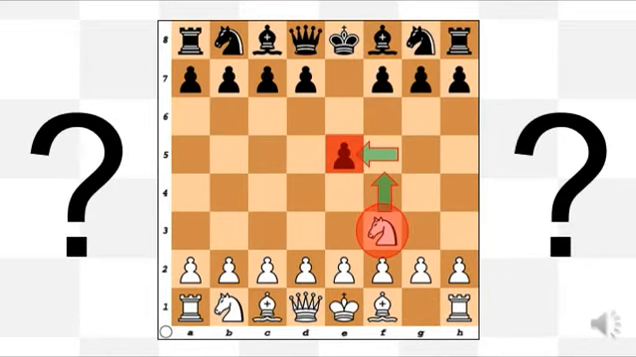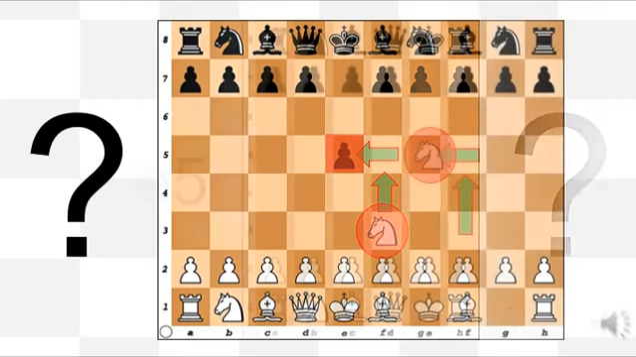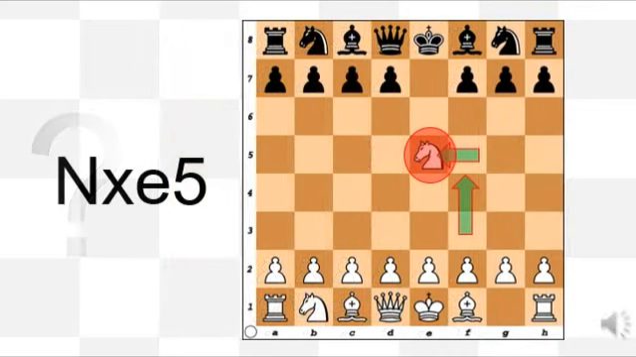So here's a practice problem. What would be the algebraic notation for this knight on F3 capturing this pawn on E5? It would be capital N because that's the knight's symbol, and then X because it's capturing a piece, and then E5 because that's the square it's landing on.